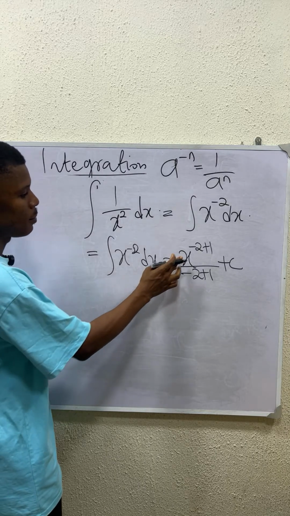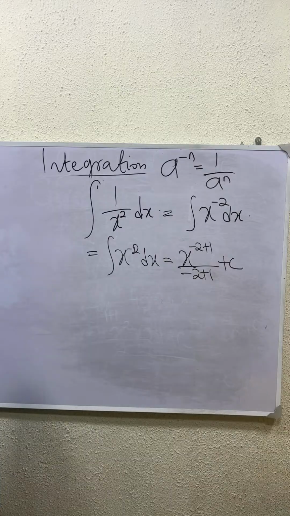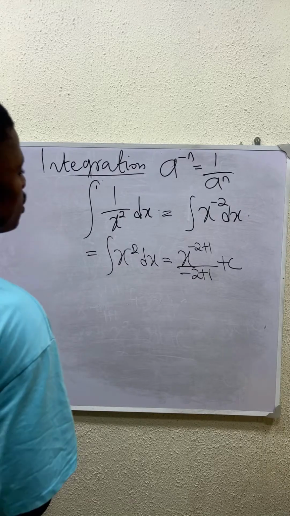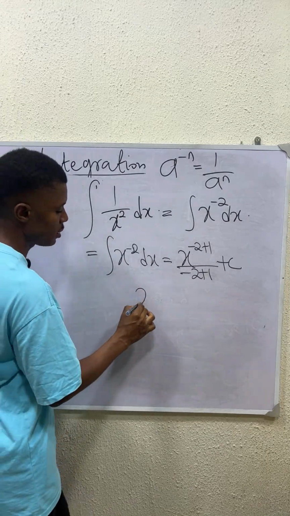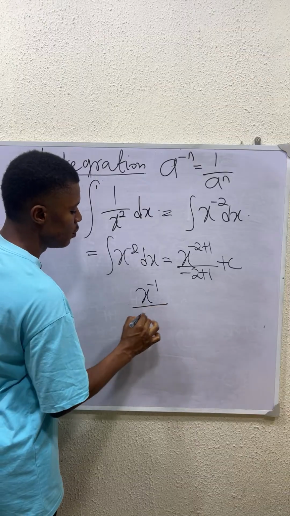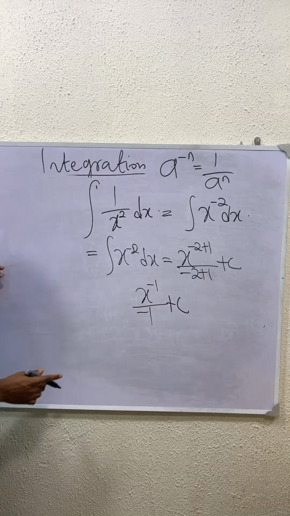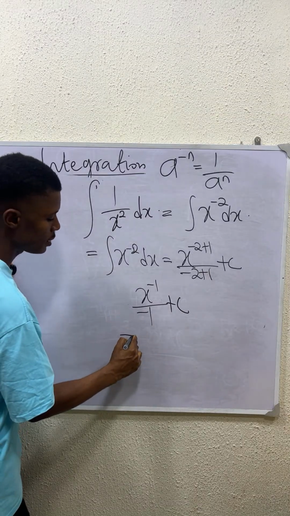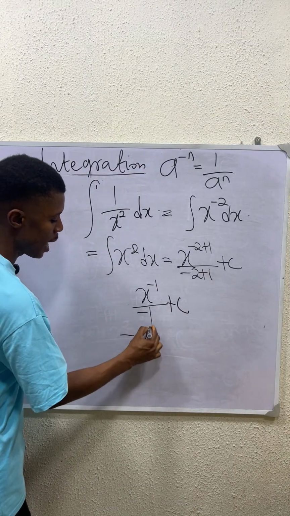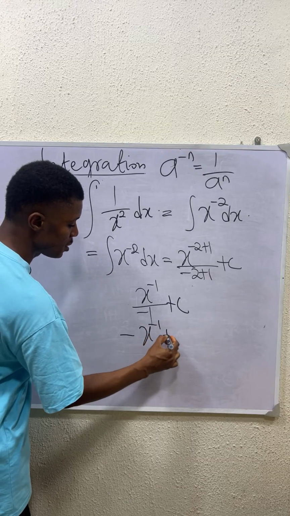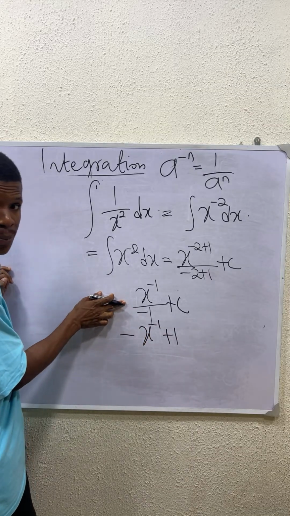So what do I have? What is minus 2 plus 1? Minus 2 plus 1 is minus 1. So we have x power minus 1 over minus 1, plus c. So let's clean it up. This is just minus 1, so I can write it as minus x power minus 1 plus c, since the minus affects the number here.